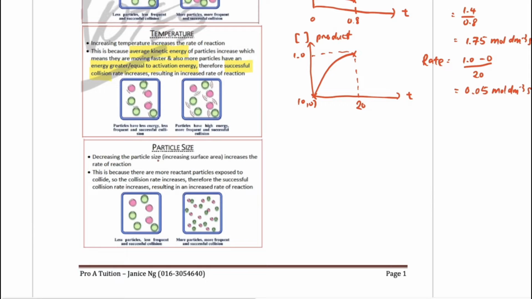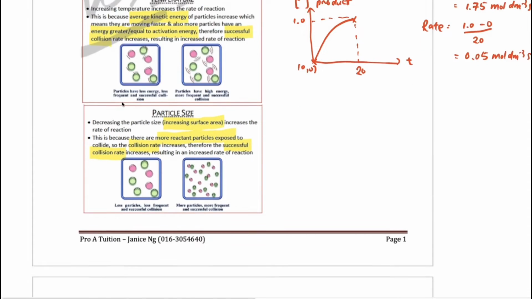Now, decreasing the particle size is actually increasing the total surface area, and hence increases the rate of reaction. That means powder form has a higher rate. This is because there are more reactant particles exposed to collisions. They have a greater surface area, so they are exposed to collision. So the collision rate increases, the successful collision rate increases, resulting in an increased rate of reaction. The important words are increased surface area, more reactant particles exposed, then collision rate and successful collision rate.